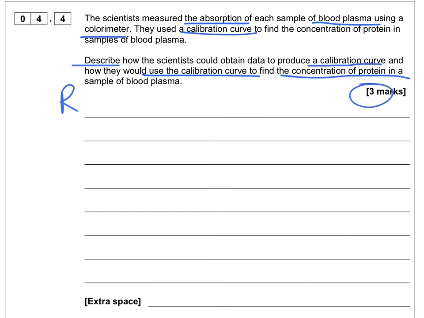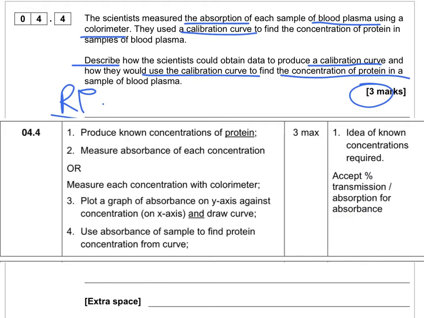This is related to a required practical that you did, where you looked at dilution series of glucose. So this is just looking differently at blood plasma. First of all, you would need to produce known concentrations of protein. You then would measure the absorbance of each concentration, or you could just say measure each concentration with the colorimeter. Then you need to plot a graph.